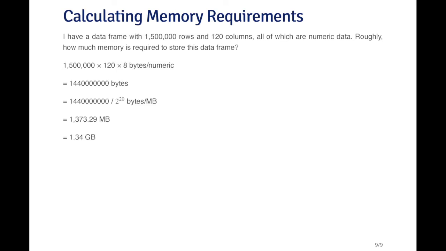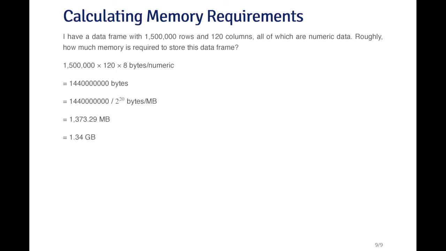Now, there are 2 to the 20 bytes per megabyte. So I can divide the number of bytes by 2 to the 20, and that's how many megabytes I got. I've got 1,373.29 megabytes, and then I can divide that again by 2 to the 10 to get the number of gigabytes. So it's roughly 1.34 gigabytes. So the raw storage for this data frame is roughly 1.34 gigabytes.